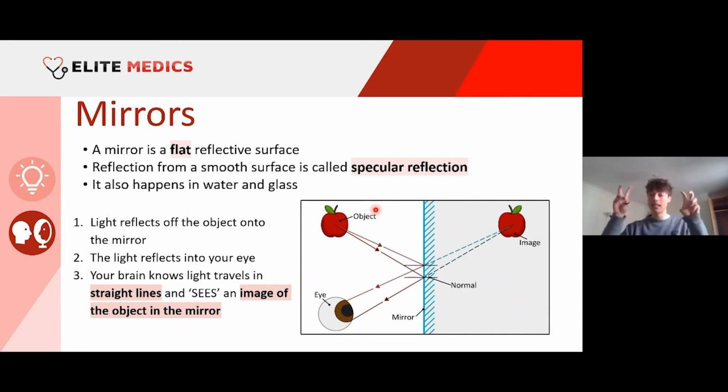That's why we see, in this case, the apple behind the mirror, because it looks like it's coming from behind the mirror. However, it's not a real object, it's an image of the object in the mirror.